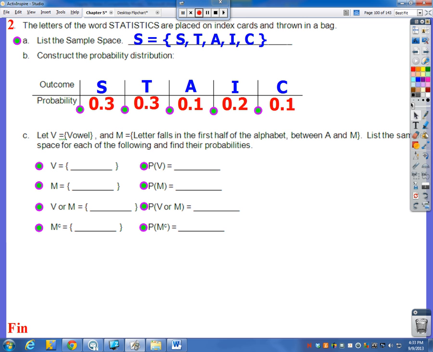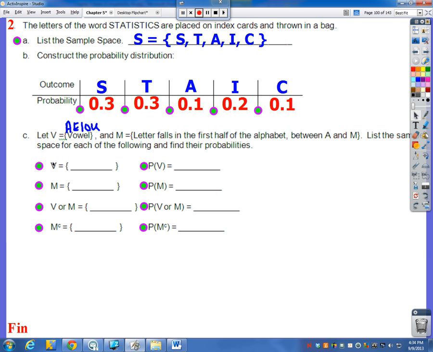So last but not least here, let the event V be that we have a vowel, and I would hope to goodness you guys know your vowels, right? A, E, I, O, U. We're not going to include Y here. And the event M is that the letter falls in the first half of the alphabet between A and M. So list the sample space for each and find the following probabilities.